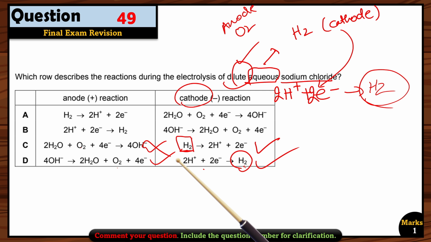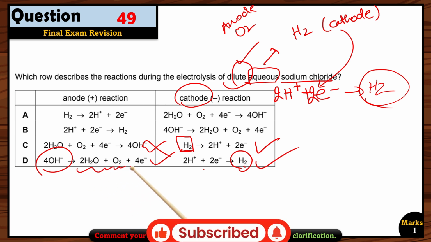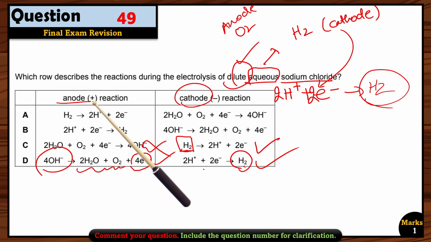Now you can see how oxygen is produced, because we have hydroxide ions that will come at the anode. When the hydroxide ions move towards the anode, you will get water and oxygen and then electrons, because this oxidation is taking place. And I already told you that in oxidation, the electrons are always in the product, not in the reactant. Only in the reduction will you see them in the reactant.